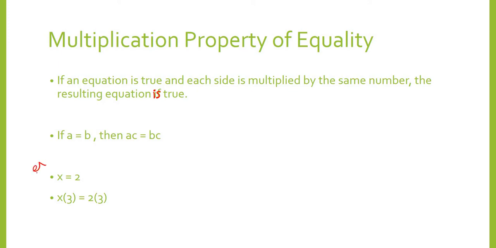And here's our example. If x equals 2, then x times 3 equals 2 times 3, or in other words, 3x equals 6. So same as the other properties we've looked at. Let's do a couple examples with this.